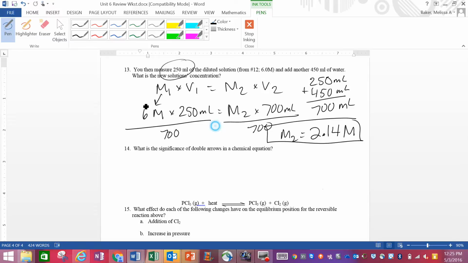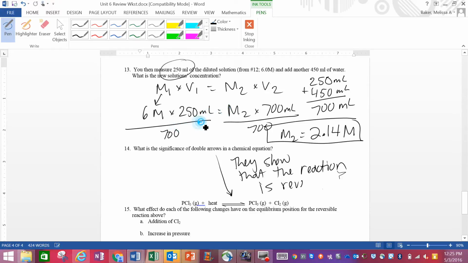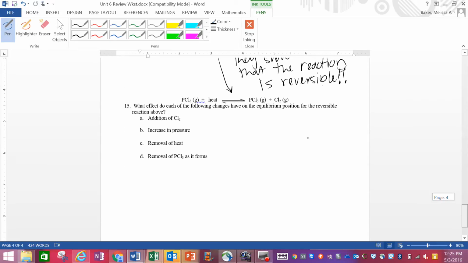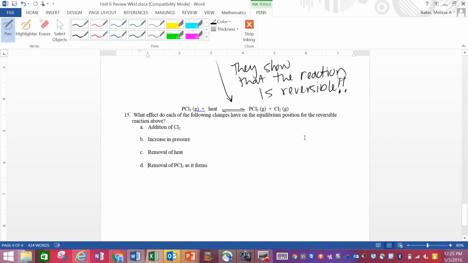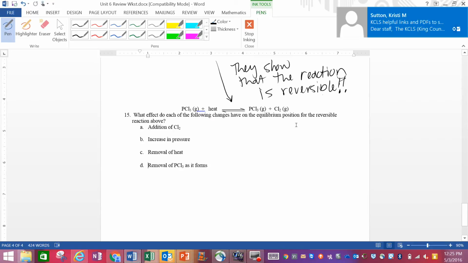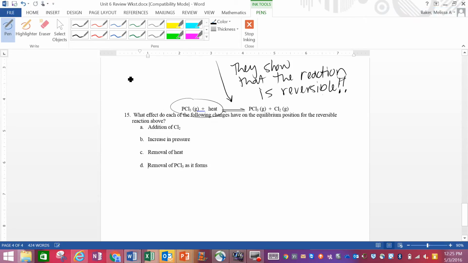What is the significance of double arrows in a chemical equation? They show that the reaction is reversible. It can go both ways. A lot of reactions can do that. So putting a stress on a reversible reaction like this that's at equilibrium is going to cause a shift, either causing there to be more reactants formed or more products formed.